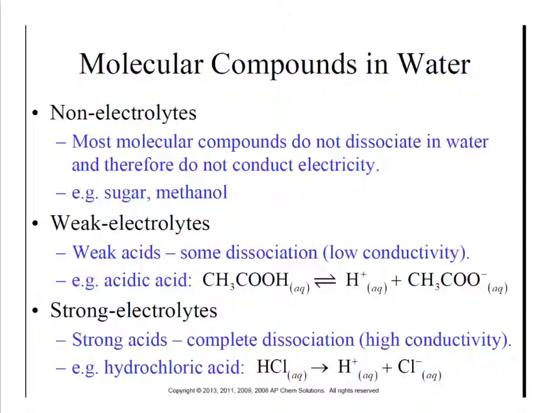Okay, so that's all ionic compounds. Now let's talk about molecular compounds. Molecular compounds are things that are bonded covalently to each other, and there's really three different types. There are non-electrolytes, weak electrolytes, and strong electrolytes. A non-electrolyte would be something that does not conduct electricity, and it doesn't conduct electricity because it does not dissociate. It does not mean dissolve, it means it does not dissociate.